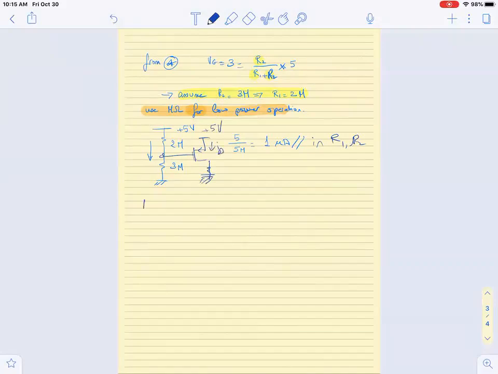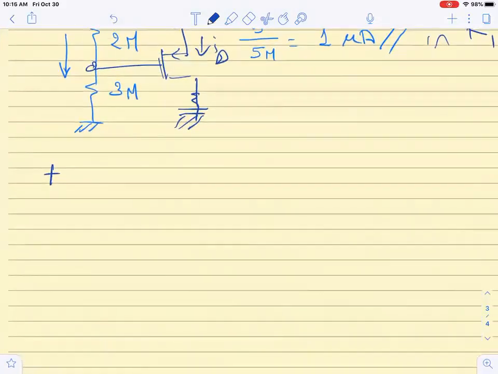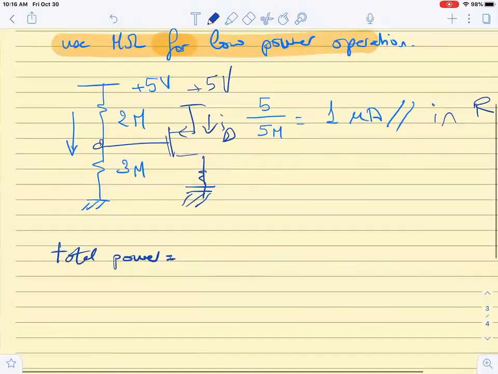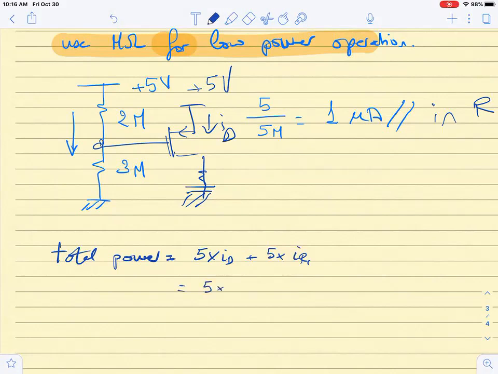What is the total power of the circuit? What is the total power of the design? 5 volts times ID. 5 times ID plus 5 times IR1, right? مش هيدي current يعني this is very small, so this is 5 times 0.5 milli plus 1 micro, which is negligible. Okay?